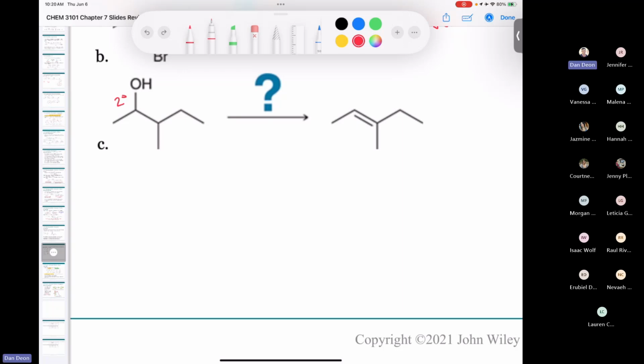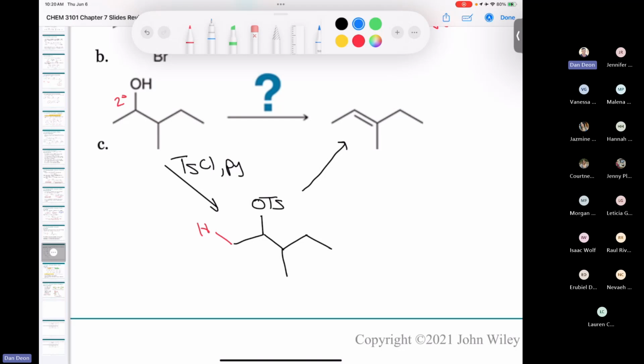The best way to do it would be to make a tosylate. Remember, if you make a tosylate with tosyl chloride and pyridine, then you convert a poor leaving group into a good leaving group. So in that case, you'd end up with this. Exactly. So then if I wanted to make this compound, I've got two types of beta protons. I've got these ones here, and I've got this one here.